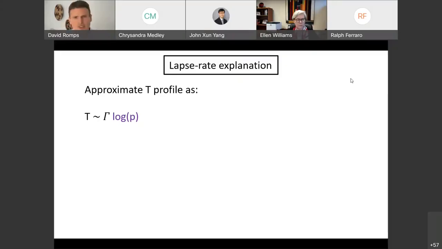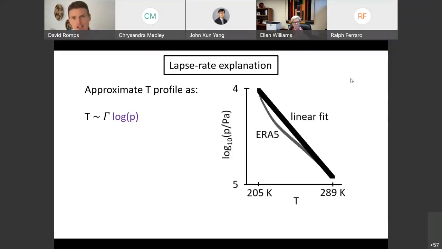So the first question is, is this any good? Is it okay to say that temperature in the troposphere is linear in log of pressure? Well, we can go look at ERA5 and just average over the globe. What I've got plotted here is temperature being linear on the x-axis, and I've got log of pressure on the y-axis. And the gray curve here is the average from ERA5. And the black line is just a linear fit. And you see that, yeah, to some approximation, the temperature profile in the troposphere on Earth is approximately linear in log of pressure. Certainly good enough for our purposes here.